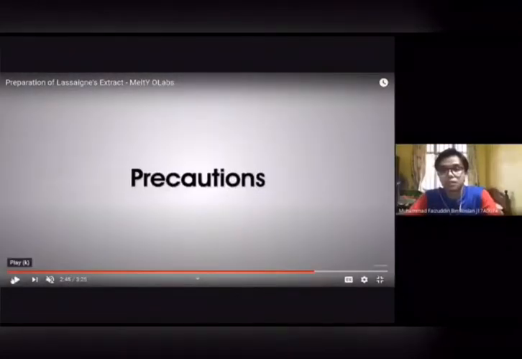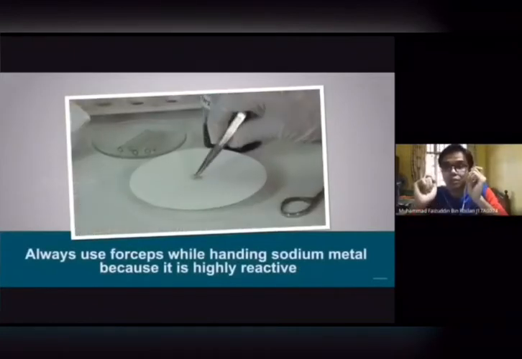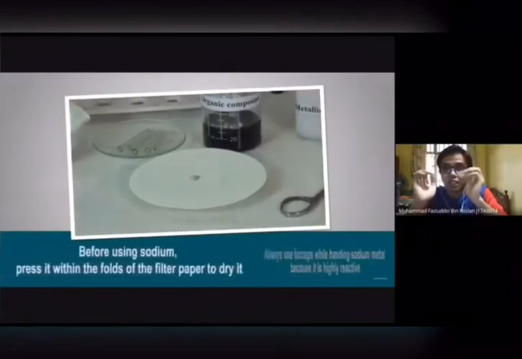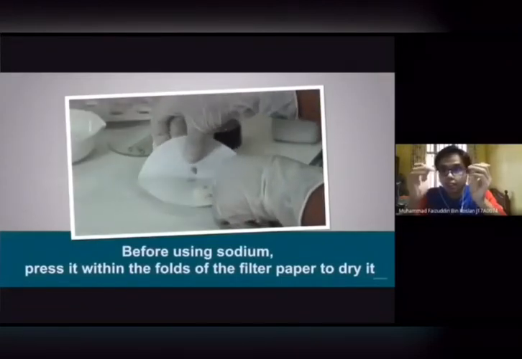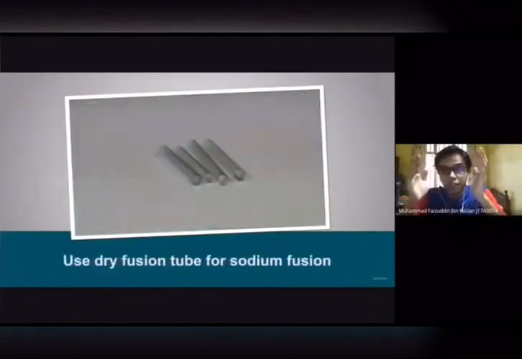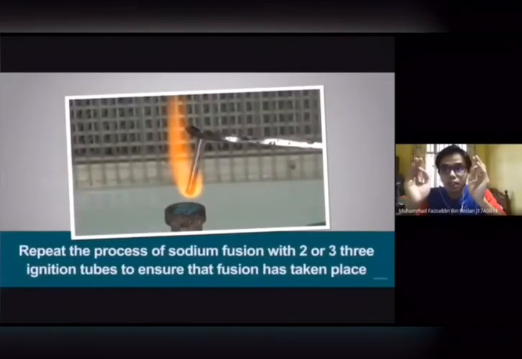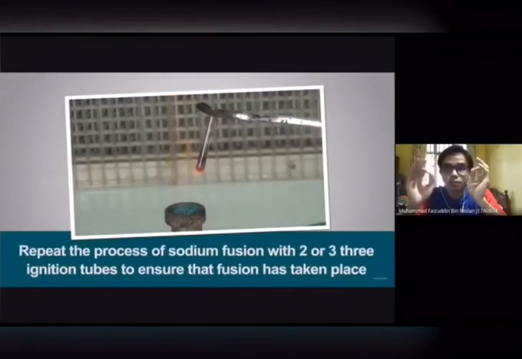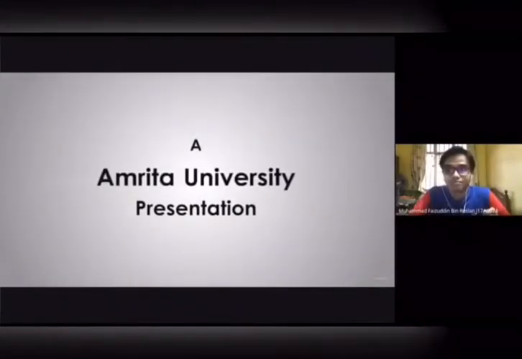Okay. So there are a few precautions for this experiment. First, always use forceps when handling the sodium metal because it is highly reactive. Then dry the sodium properly using the filter paper. Then please use dry fusion tube and not the wet one. Then repeat the process of sodium fusion 2 to 3 times to ensure the fusion has taken place. And then always use small amount of distilled water for the extract preparation. Thank you.